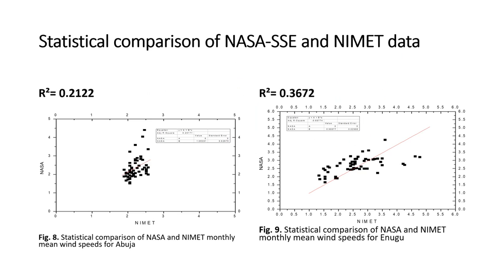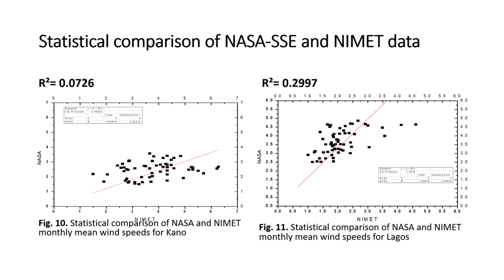Statistical comparison of the NASA-SSE and the NIMET data. This is a representation of the R-squared values calculated. For the Abuja data, as shown in figure 8, we had an R-squared value of 0.2122. For Enugu, as shown in figure 9, we had an R-squared value of 0.3672. For Kano, as shown in figure 10, we had an R-square value of 0.0726.